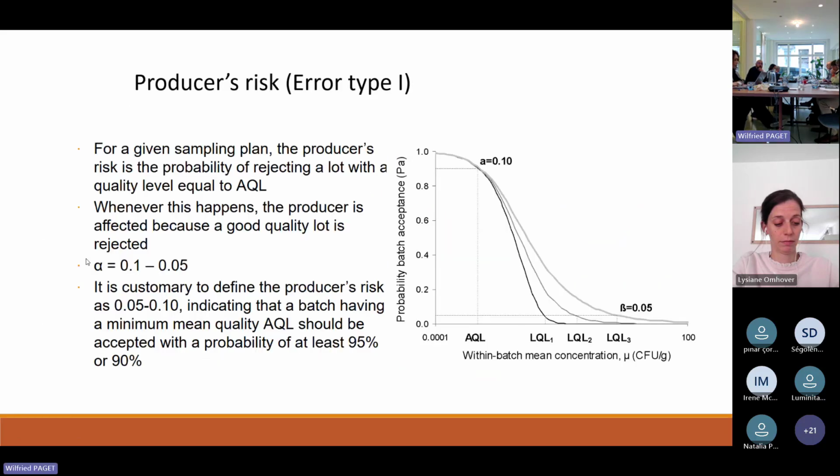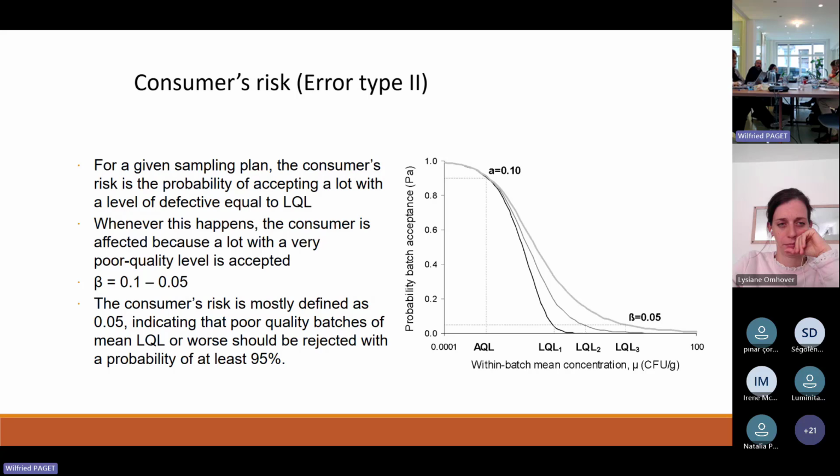Here in this slide, I'm just summarizing the error type 1 and the error type 2. The error type 1 is normally set between 5 to 10%. And the consumer's risk also. But maybe it's safer to set this risk to 5% because this is the error type 2, which is worse because it means that this very bad quality lot can be accepted at the 5% probability. So it's better to set 5% probability of acceptance than 10% probability.